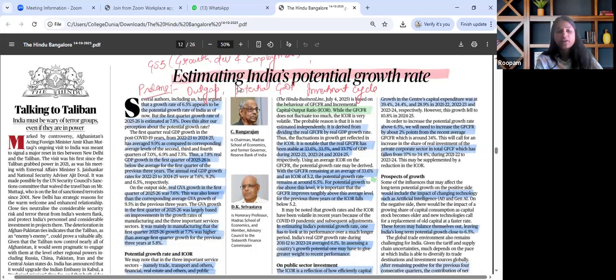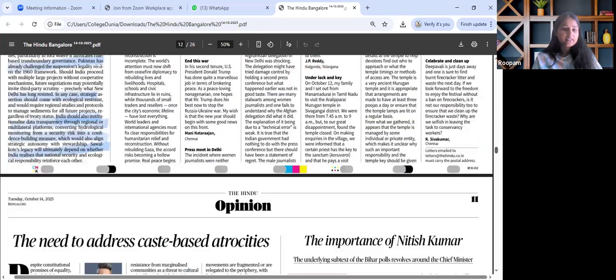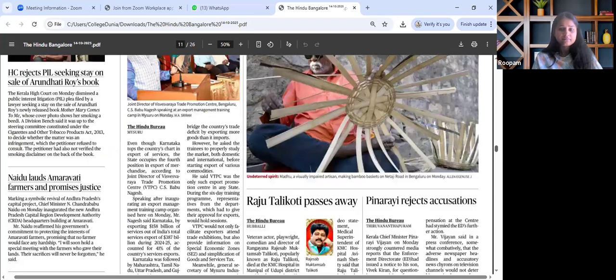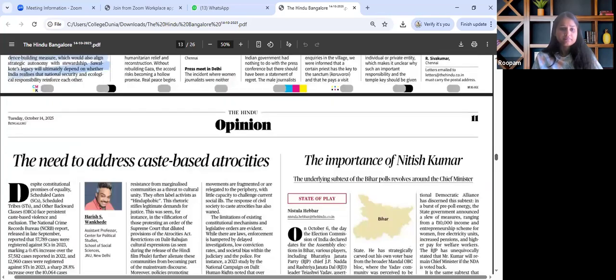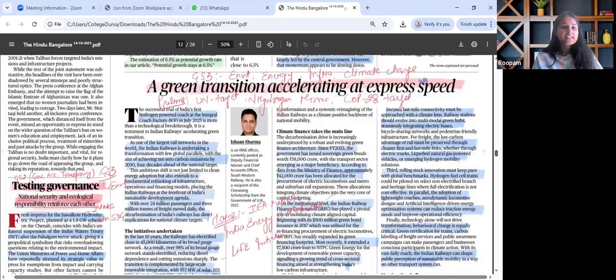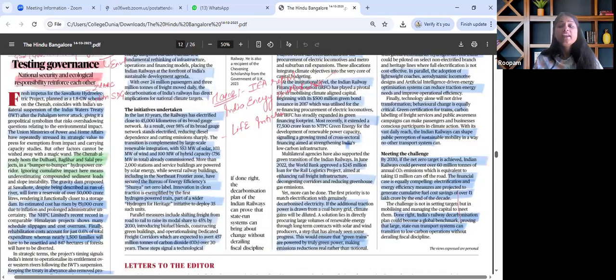Moving on, the next important article in the paper talks about testing governance. National security and ecological responsibility reinforce each other. From the syllabus mapping perspective, this falls under GS paper 2, under the theme governance, accountability and civil services reforms.